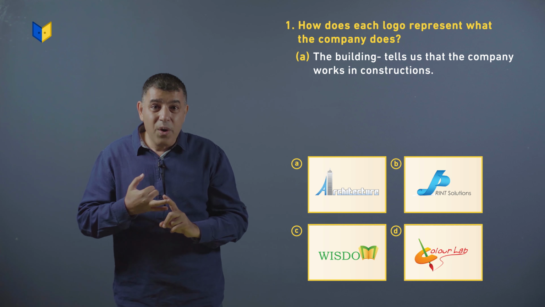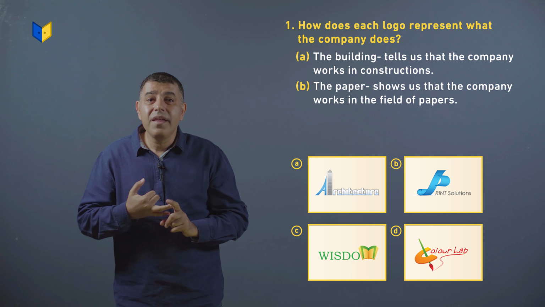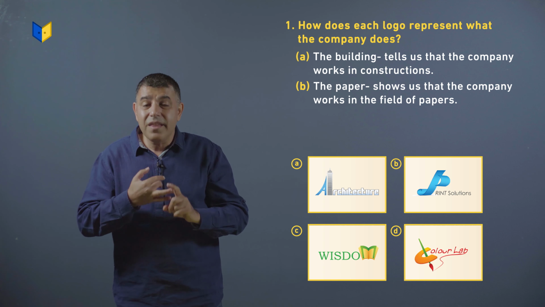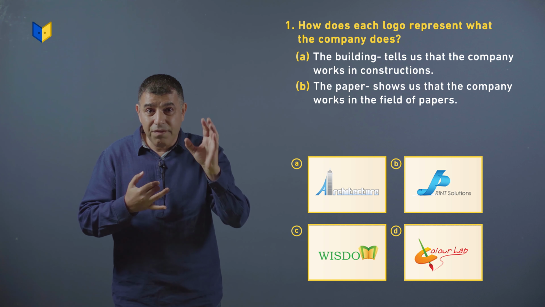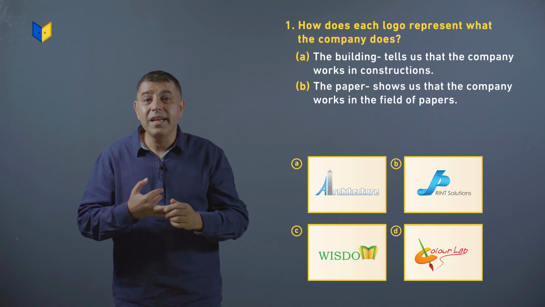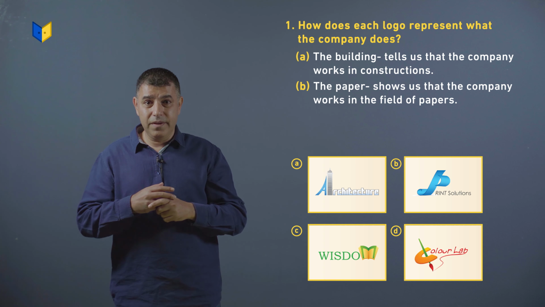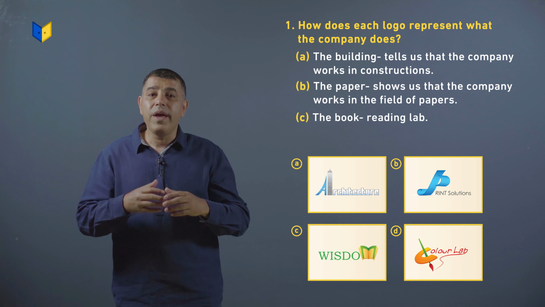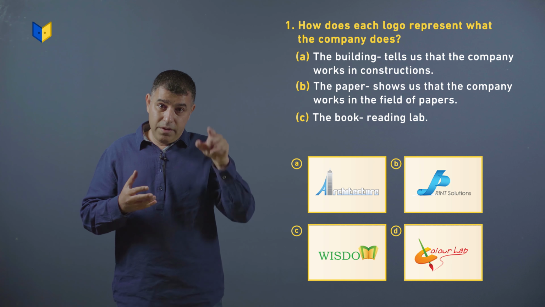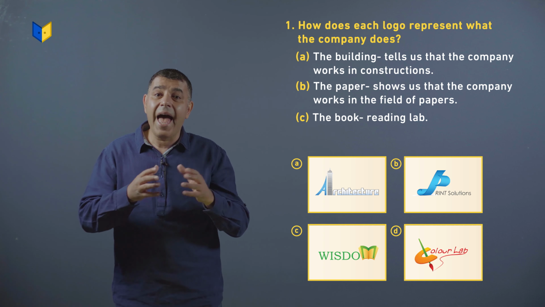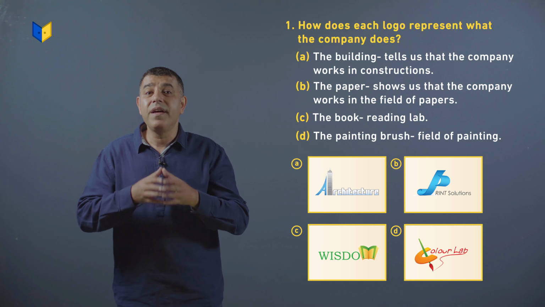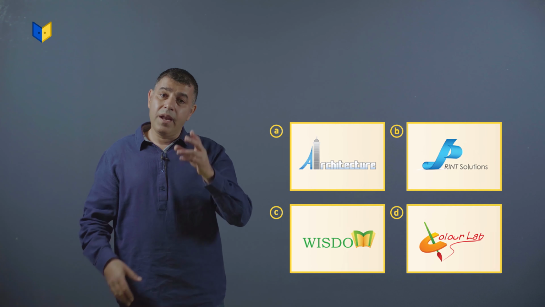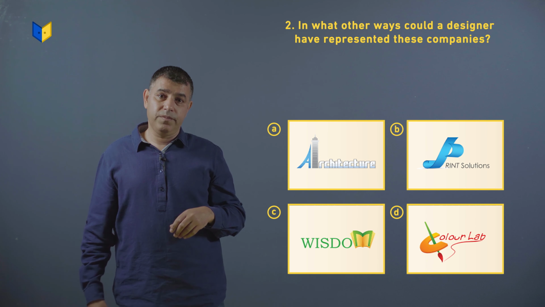In B, we have the paper, as you can see. The paper shows us that this company's field of work is papers. Now in C, as we can see, we have the drawing of a book. And in D, we have the paintbrush. Now let's look at the second question. Question number 2.